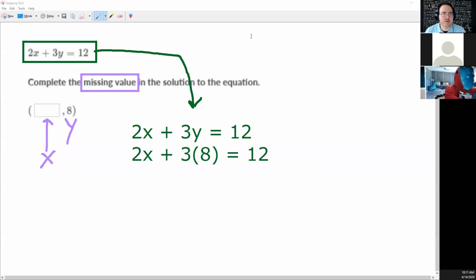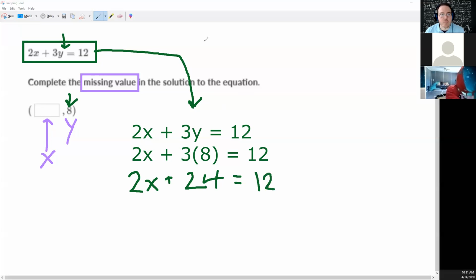So there's our substitution. That's the information they gave us, and we had to know how to use it. So we went ahead and put in the 8 for the y. Let's see how that changes things. So this would remain 2x on our scrap paper. 3 times 8 is 24. And that's all equal to 12.